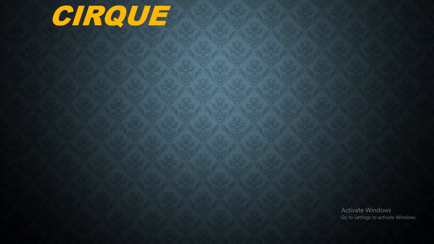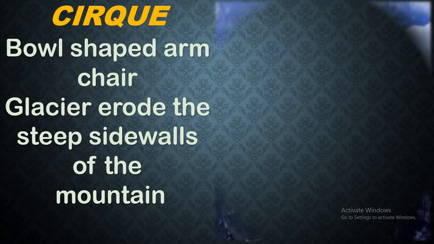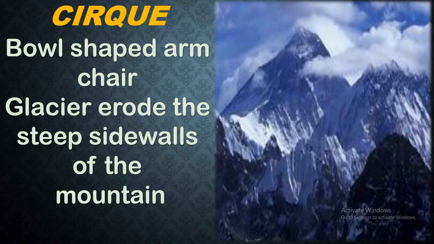The first one is the cirque. It's a bowl-shaped armchair. If you see a cirque, it looks like an armchair. Yes, of course, you can go and sit there. Well, glaciers erode the steep sides of walls on the mountain and make a bowl-shaped armchair. This is called a cirque. Here is the picture to view.